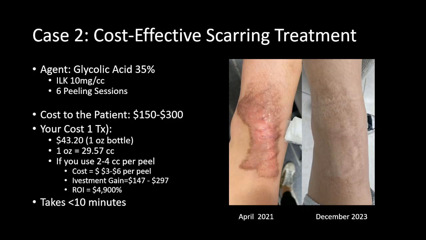This was using glycolic acid, like I said, 35%, and you can get this from other manufacturers. Your cost is nothing. It costs $43 for a 1 ounce bottle. If you use 2 to 4 cc's per peel, that's like $3 to $6 per peel that you're administering to the patient. So your investment gain is between $150 to $300, and your ROI is just skyrocketing, and it takes less than 10 minutes to do.